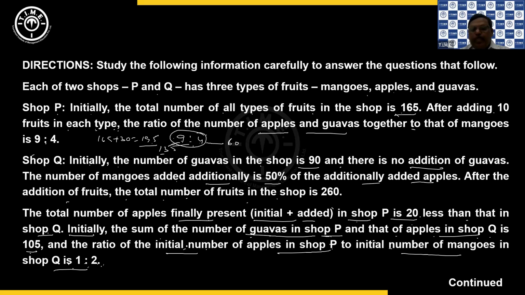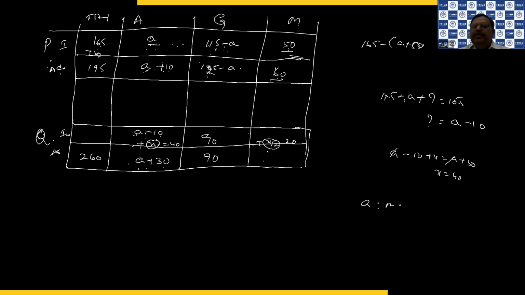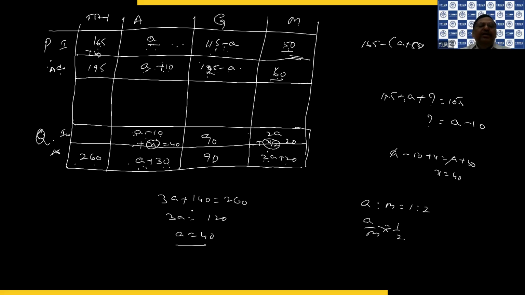So if I say M is 1:2, what does it mean? A by M is equal to 1/2, or M is equal to 2A. So this is 2A. Right, friends? One more thing, students: if it is 2A, this will be 2A plus 20. Now A plus 30 plus 90 plus 2A plus 20 is 260, and we can find A. You can see A plus 2A is 3A, 30 plus 90 is 120, plus 20 is 140, equals 260. Friends, 3A is equal to 120, so A equals 40.